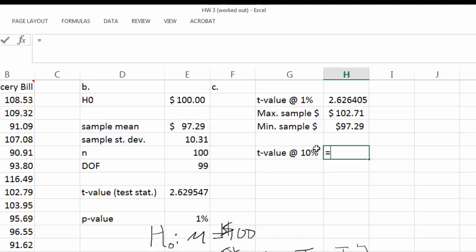The t-value at 10% equals T.INV.2T of 0.1 for the probability. And again, we're working with 99 degrees of freedom here in our t distribution. So that's 1.66, and then you'll use Goal Seek to set the t-value to 1.66 by changing the sample mean. Find the max, and then set it to minus 1.66 by changing this. Find the min.